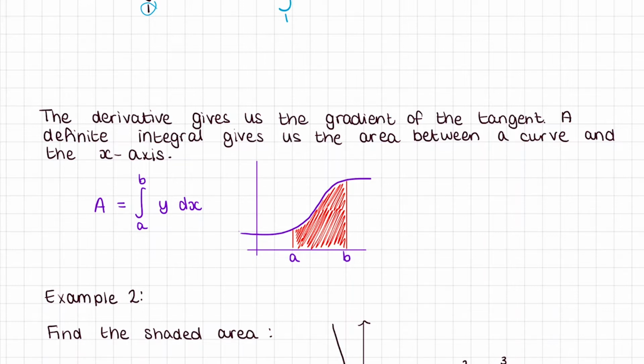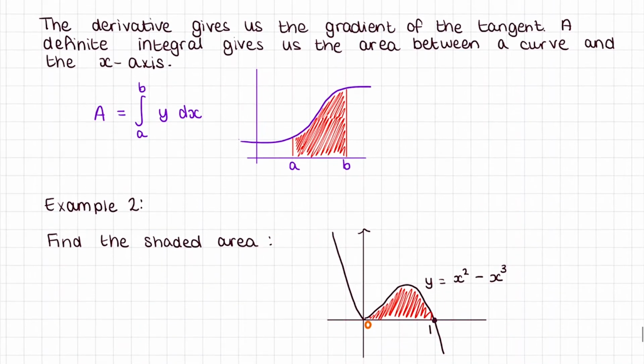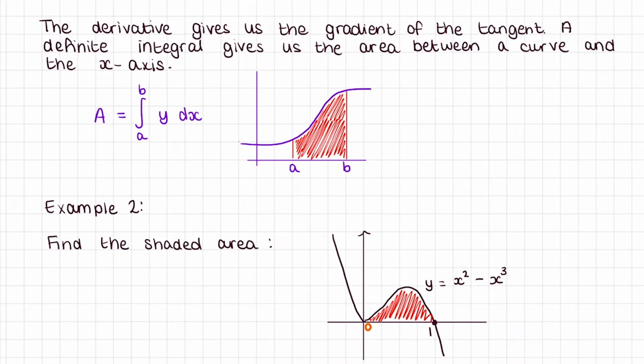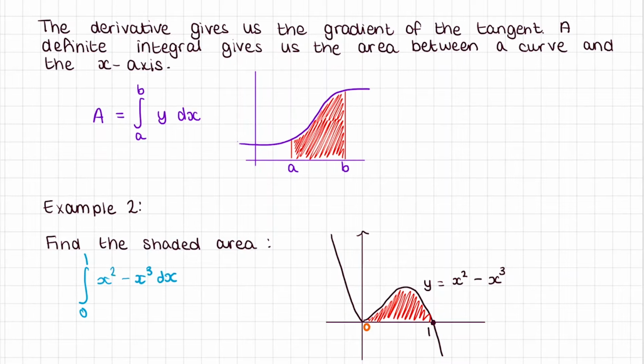So example 2, we have here: find the shaded area. First of all, we want to write our integral and our boundaries. So boundaries go from the origin, which is 0, to x equals 1. It's where our area goes from, and then we just have our equation, which is there, x squared minus x cubed dx. And now from here, we just go to our calculator and work it out from there.